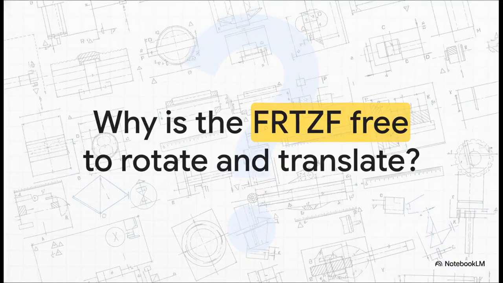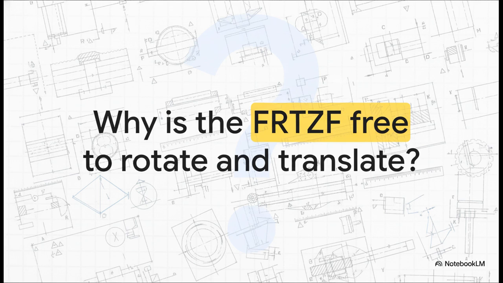All right, here is the exact scenario. You've got a complex feature pattern utilizing a composite profile feature control frame. The inspection report comes back and shows that the Feature Relating Tolerance Zone Framework, or FRTZF if you prefer, is completely free to rotate and translate relative to the datums. Why on earth is this happening?